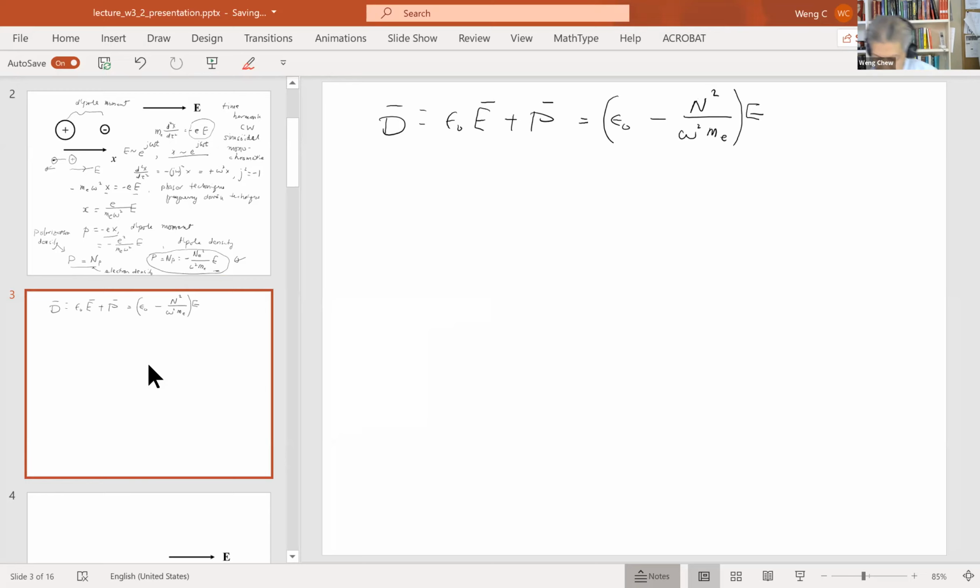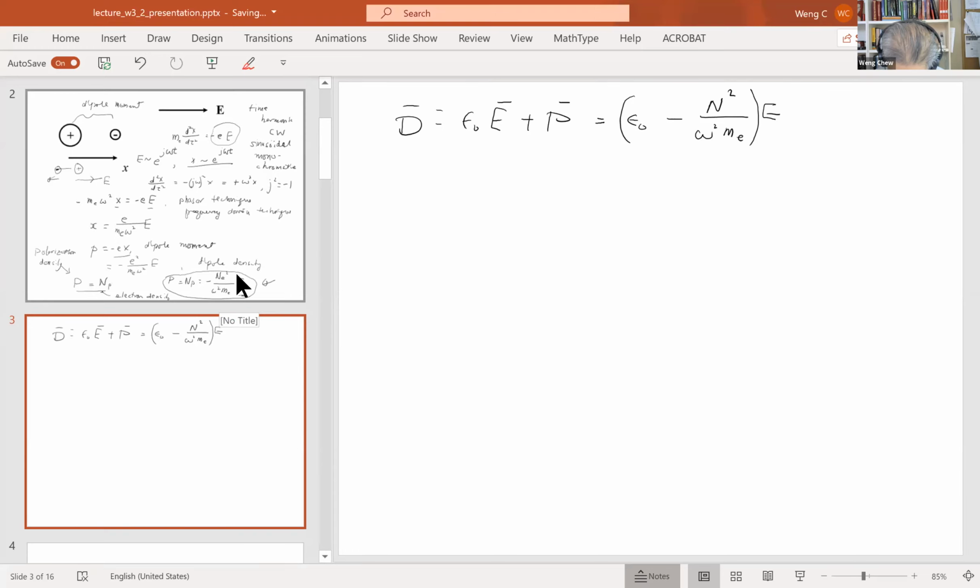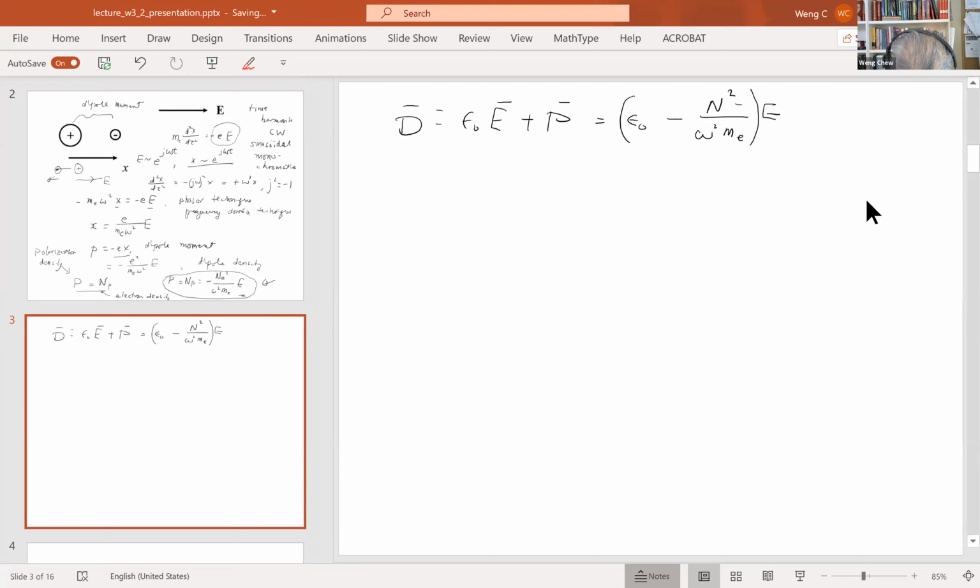Okay, it has two terms. The second term is coming from P that we have just learned in the previous slide here. Let me make it bigger, maybe it would be easier to see. You can see that P is something of that form, and I should have E square here. Then I can rewrite this as epsilon naught (1 minus n squared e squared over epsilon naught m e) times 1 over omega squared e.